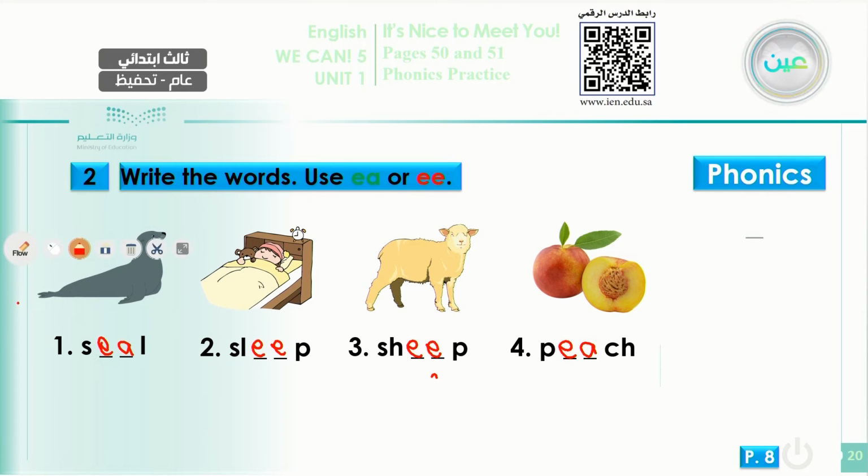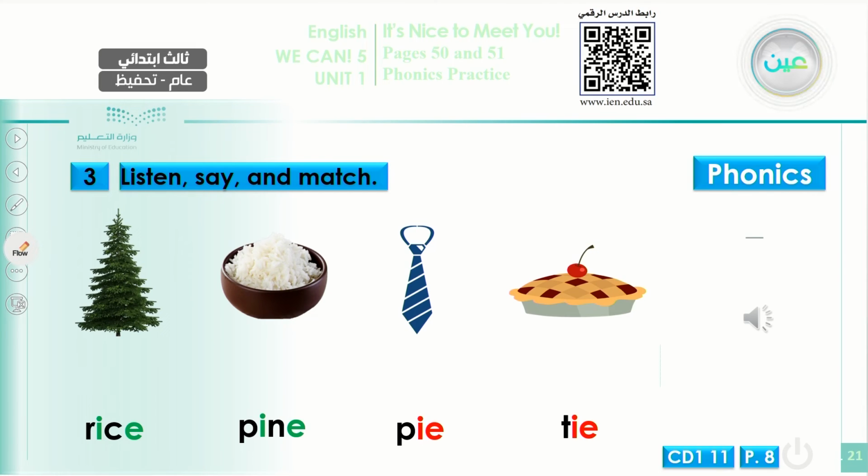Okay, so we move to the next slide now. Listen, say, and match. We have 4 pictures here. We need to match them with the words at the bottom of this screen now. You will listen to your colleague and we will answer as she reads.